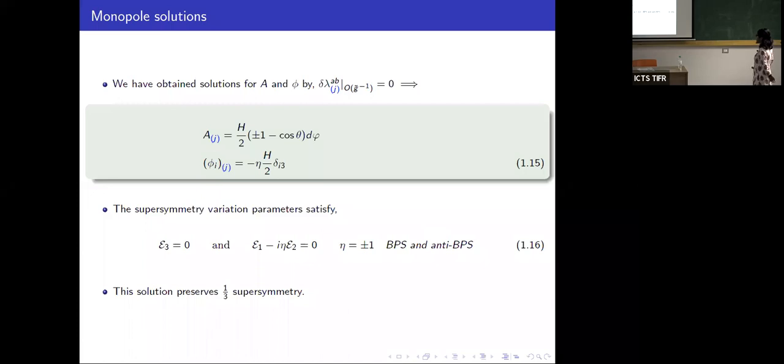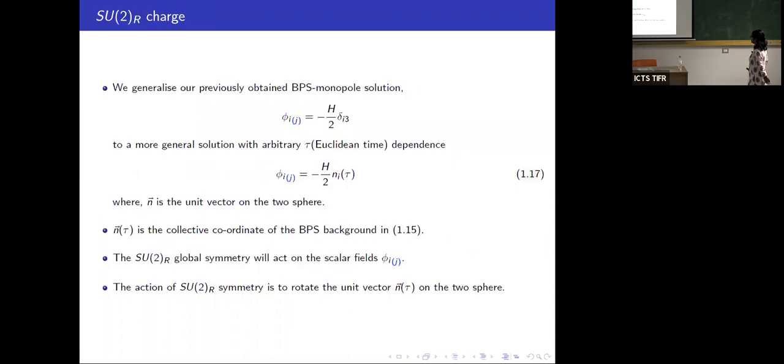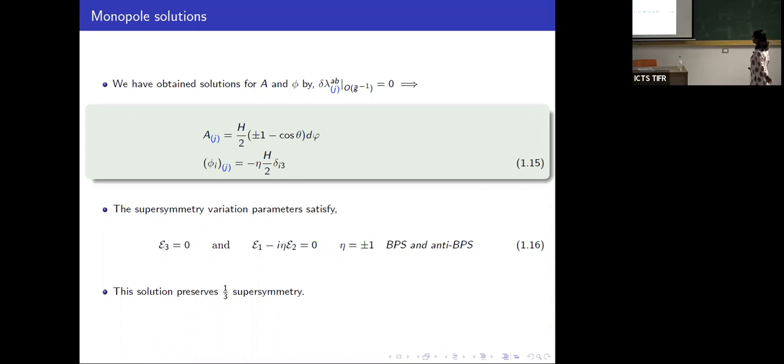So there is a gauge field and there is an adjoint scalar field. And this solution preserves only 1/3 of the supersymmetry of the theory. So now we have found the classical BPS monopole solution of the theory. Now our goal is to compute the R charges in this background.